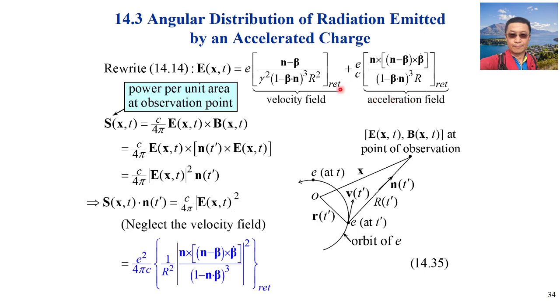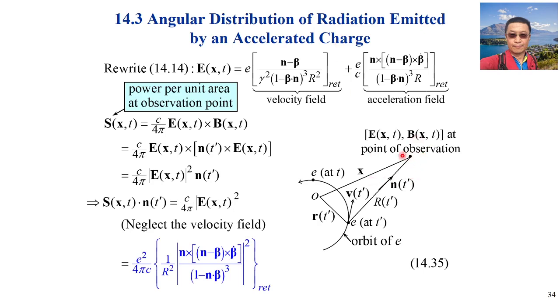But remember, we always consider here what happened to here. What's the difference? That's the E field and B field at the point of observation. And how about here? The E field and B field at the point of radiation. That's the angular distribution of radiation emitted by an accelerated charge.